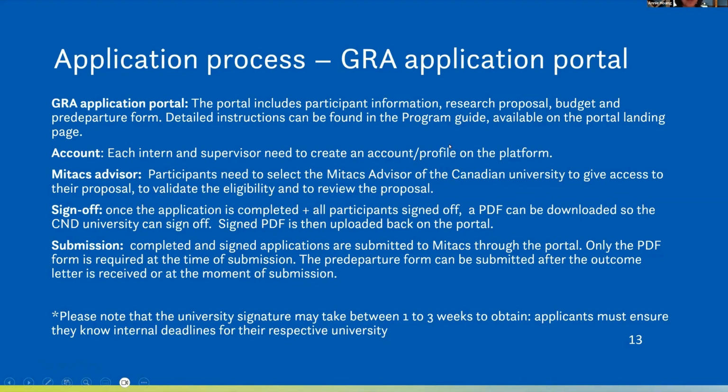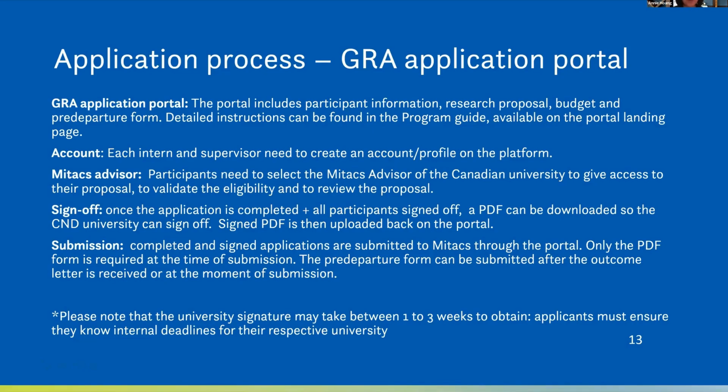You'll have to select a Mitacs advisor for your application. So depending on which Canadian university you're at, please select the Mitacs advisor from that university. So for example, in Calgary, if there's a University of Calgary project, they would select myself. But if you were working at University of Toronto, please select the Mitacs advisor there. This just gives them a way to view your application, help check the eligibility, and they can also do a pre-review before it gets submitted.